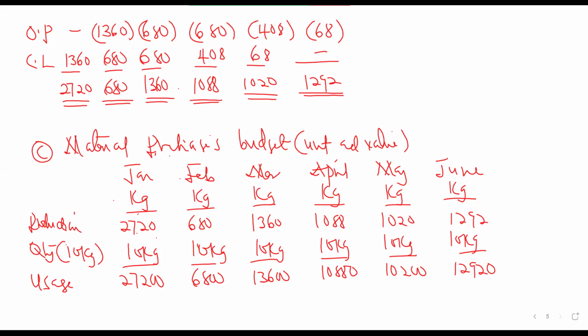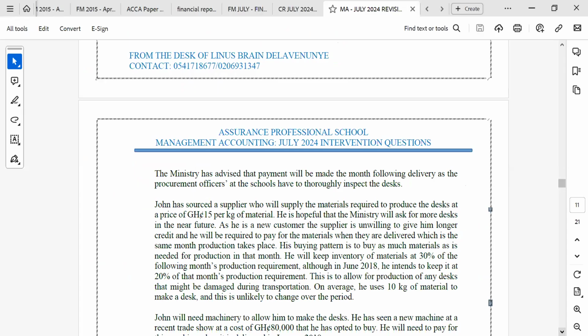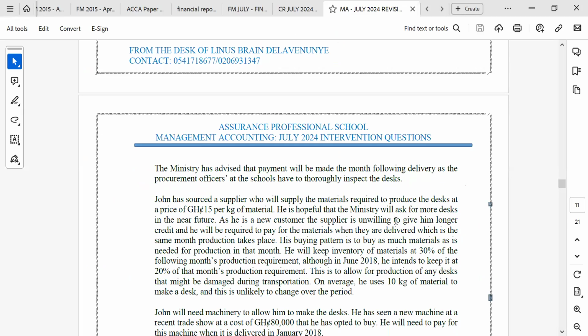But let's check the question and see if John is keeping any inventory. He will keep inventory of materials at 30% of the following month's production requirements. Although in June 2018, he intends to keep it at 20% of that month's production requirements. So closing inventory for each month is 30% of the following month's material usage. Is that correct?